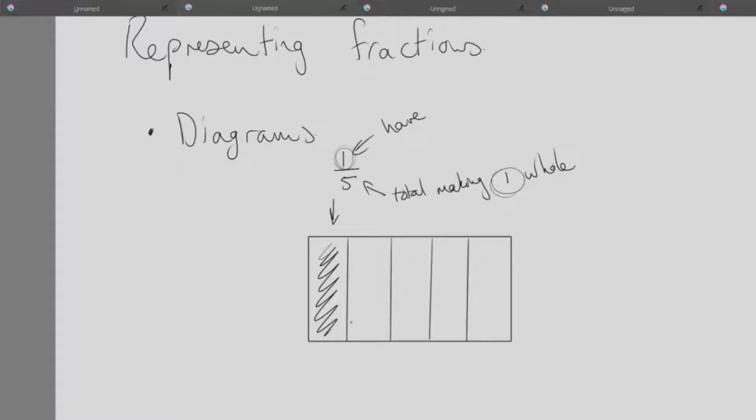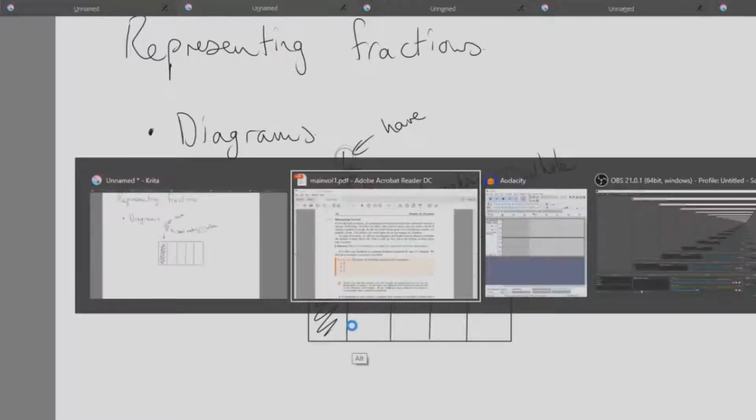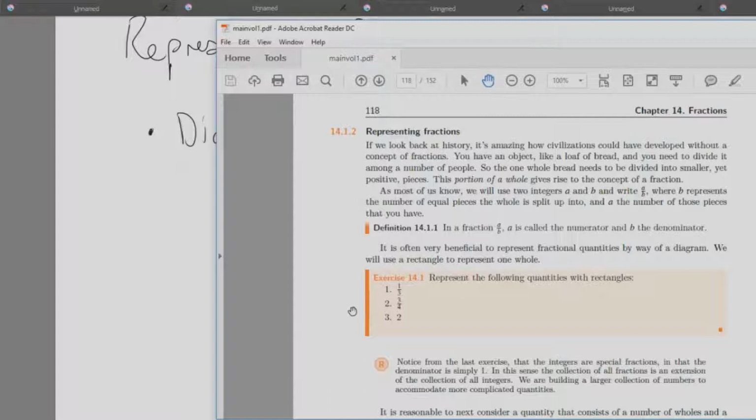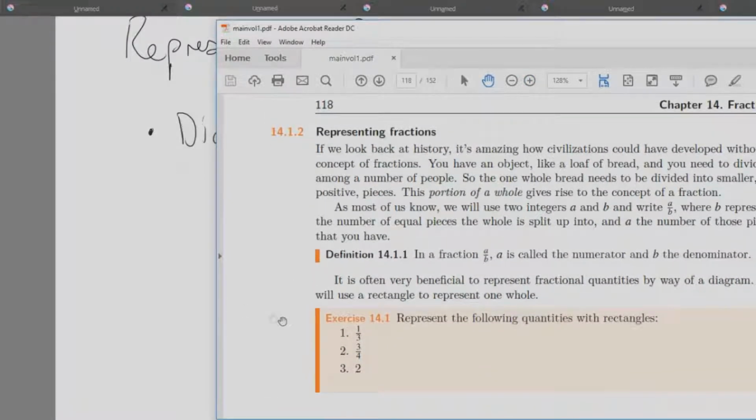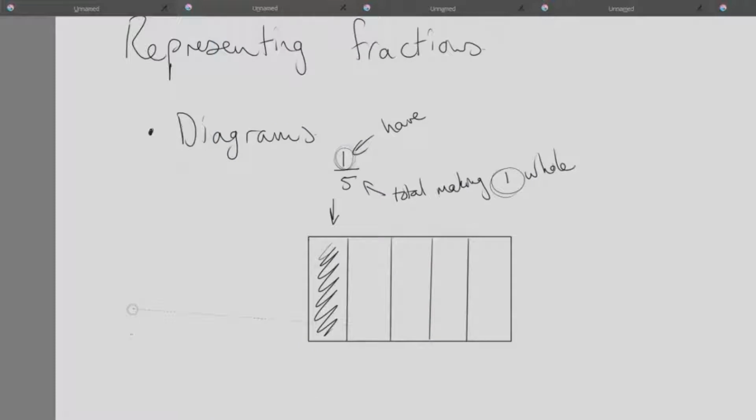I'm just going to check, because I don't want to miss any exercises, if there are any we need to do. Our first exercise, 14.1, is to represent the following quantities with rectangles. I'm going to stick to rectangles, though you're free to change that to other things in your teaching one day. I'll zoom in a little bit. That's nice. So exercise 14.1, 1/3.